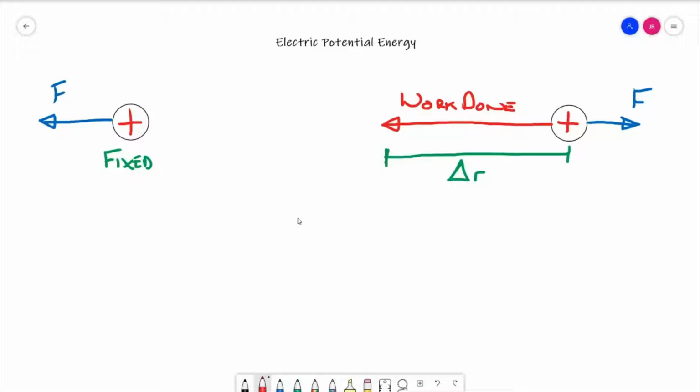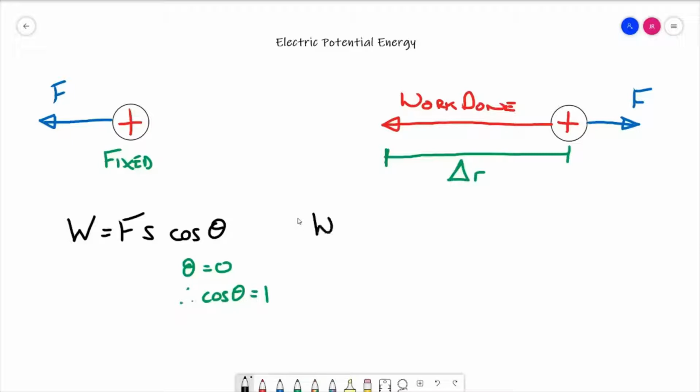Either way though, back to what we're looking at the moment, we have to do work in order to move the right hand charge closer to the one on the left, work done against that electrostatic force. From mechanics last year we know that work done is force times distance in the direction of the force. The way that we've drawn this diagram, theta is 0 and therefore cos theta will be equal to 1. We can therefore discount it from our equation, and we're just left with W is equal to F times s.